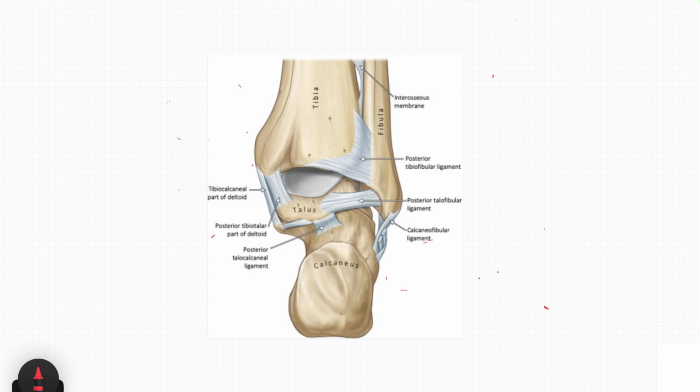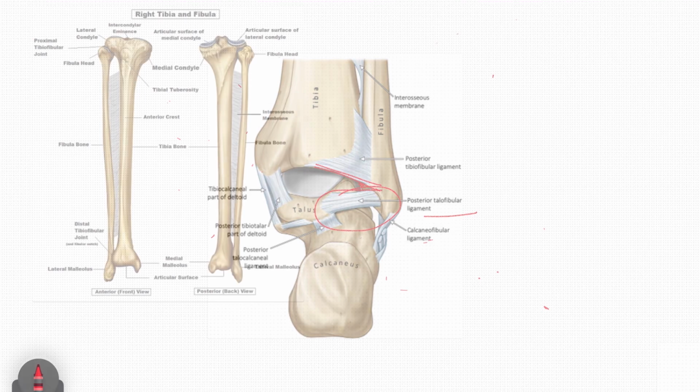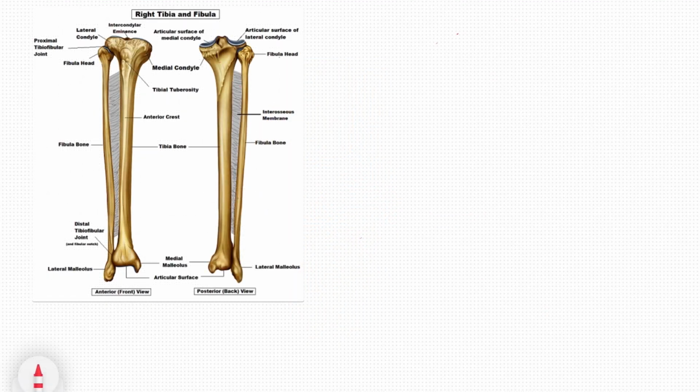So in the malleolar fossa, at the lower part there is the posterior talofibular ligament, and in the upper part there is the inferior transverse tibiofibular ligament. Which bone violates the law of ossification? The fibula is the bone which violates the law of ossification.